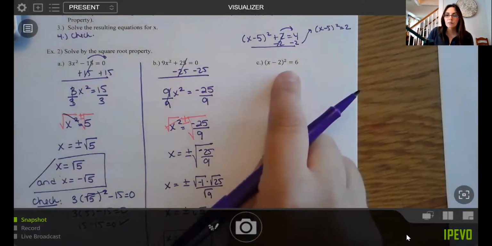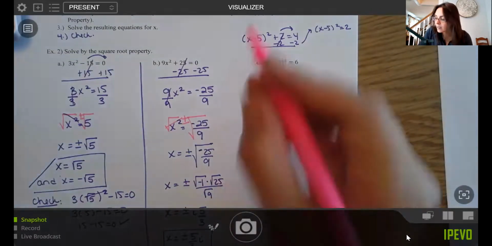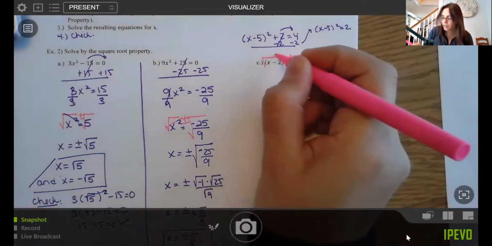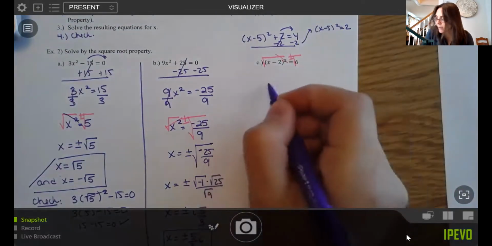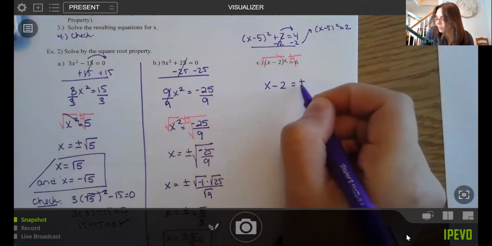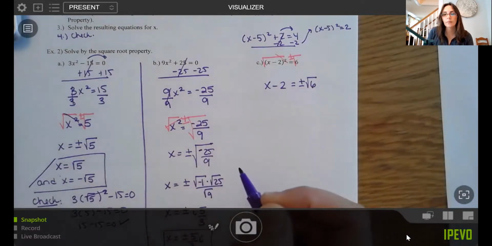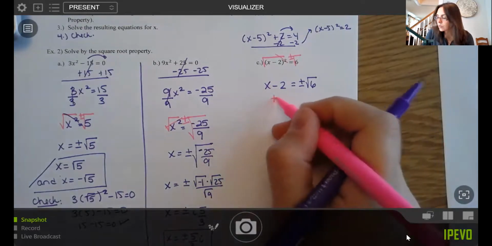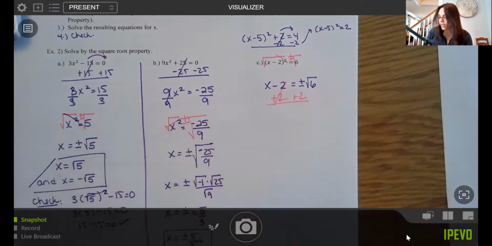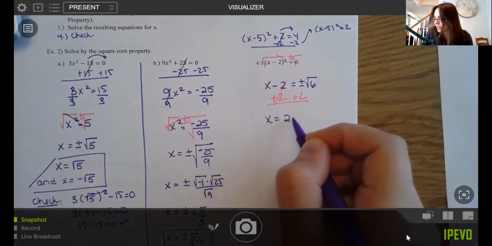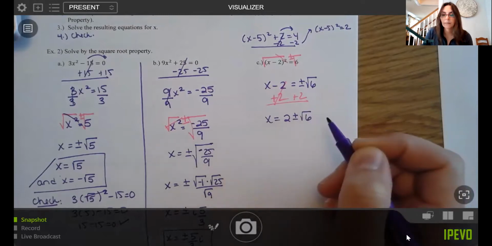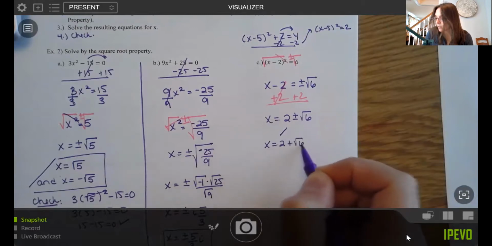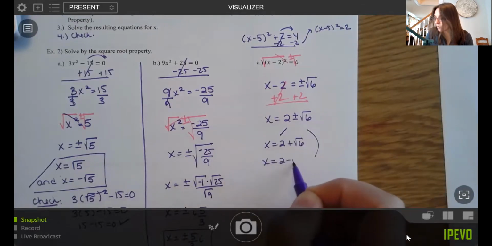This one's already done. So if it's already isolated, you're going to take the square root of both sides, plus or minus. And what happens is this whole thing cancels, and you're left with x minus 2 equals positive and negative root 6. Now here I have a little bit more to do because x isn't by itself. So you do want to add that 2 to both sides. And what I get is x is equal to 2 plus or minus root 6. Now this is two answers. x equals 2 plus root 6 and x equals 2 minus root 6.